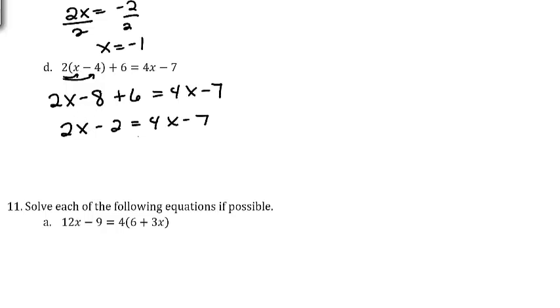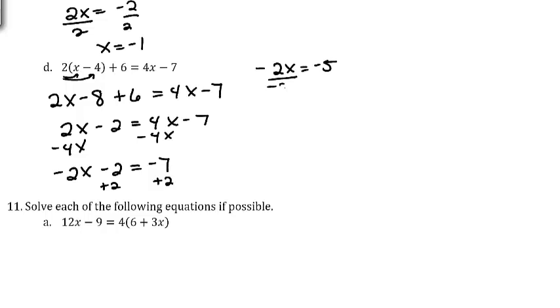Gather the x's up on the left. I'm going to subtract 4x from both sides. 2x minus 4x is negative 2x, and then minus 2 equals negative 7. Now add the 2 to both sides. We get negative 2x equals negative 5, and then divide by negative 2. We get x is equal to 5 halves.